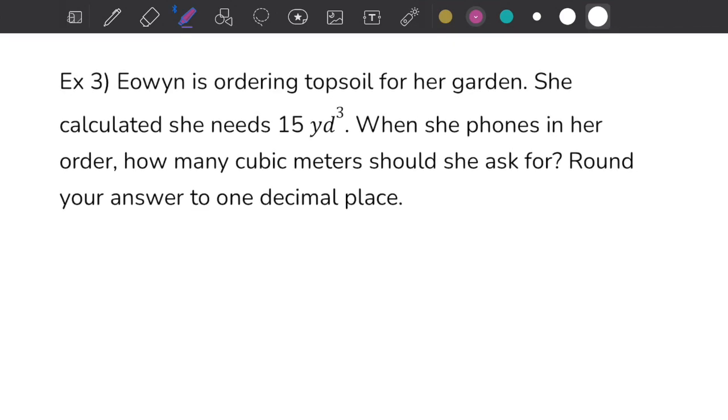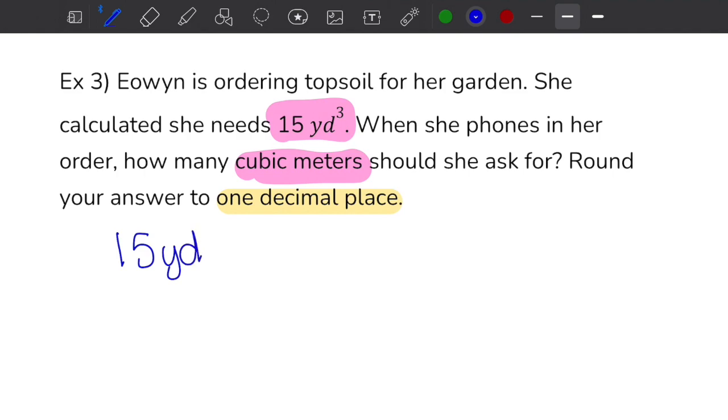Eowyn is ordering topsoil for her garden. She calculated that she needs 15 cubic yards. When she phones in her order, how many cubic meters should she ask for? Round your answer to 1 decimal place. So basically she has 15 cubic yards and she wants to know what that equals in cubic meters. So very similar to example 2. So if you'd like, pause the video, try this by yourself, and then play to view the solution.